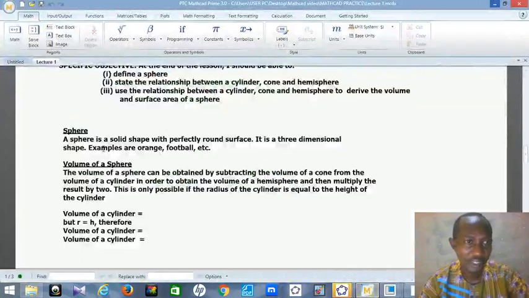This statement that the volume of a sphere can be obtained by subtracting the volume of a cone from the volume of a cylinder. So take the cone out of the cylinder, you are going to get a hemisphere. Then since a hemisphere is half of a sphere, just multiply it by 2 and you are going to have a full sphere. That's why we say you then multiply the result by 2.